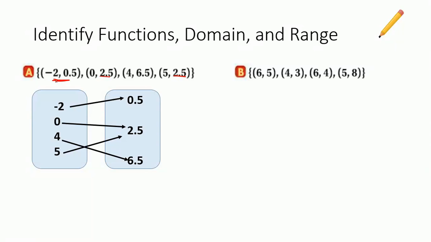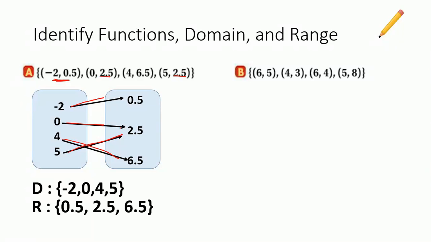Now, does each x value only go to one y value? AKA, is there only one arrow coming from each x value? Only one there, only one, and only one. So I know my domain is -2, 0, 4, and 5. My range is 0.5, 2.5, and 6.5. And it is definitely a function. Because once you separate it into this mapping diagram, your domain and range become pretty simple to find.